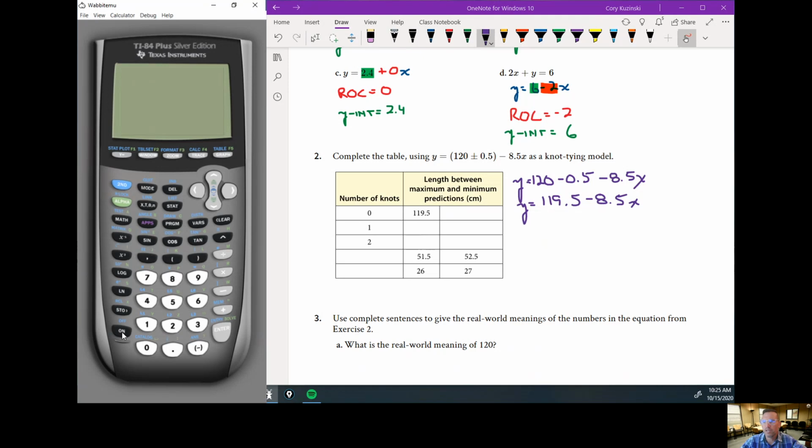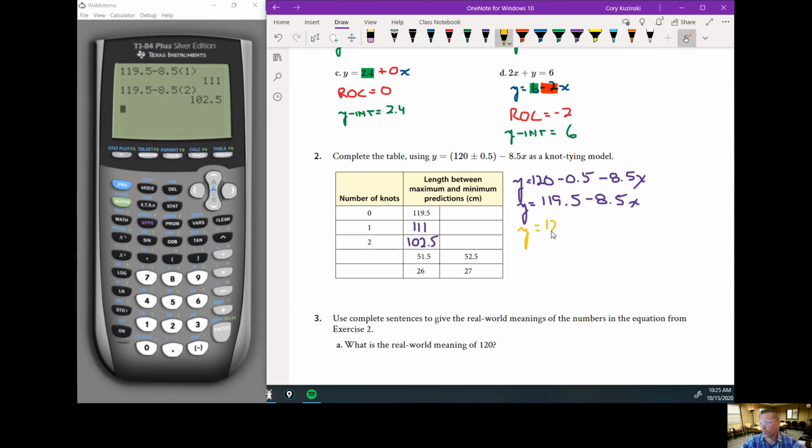All right, here we go. Let's do 119.5 minus 8.5 times 1. And that is 111. Basically, we just took 8.5 off of that. So if we take 8.5 off of this, or use 2 in the equation, we'll get 102.5. Okay, that would be the minimum amounts.